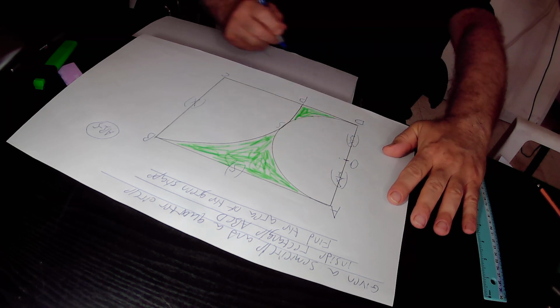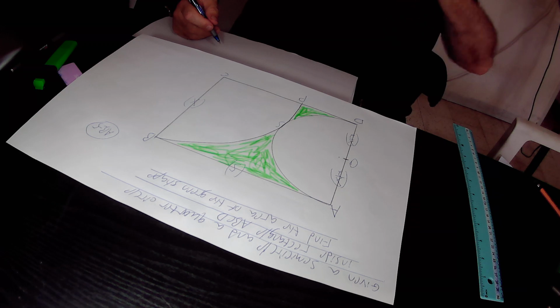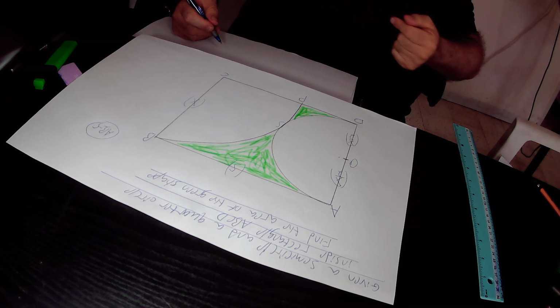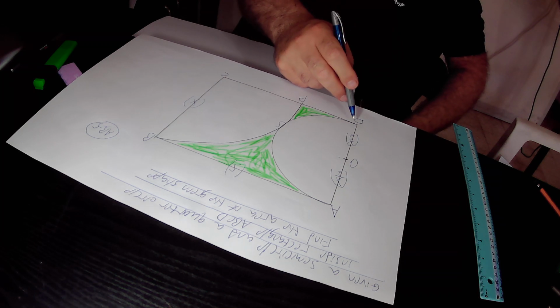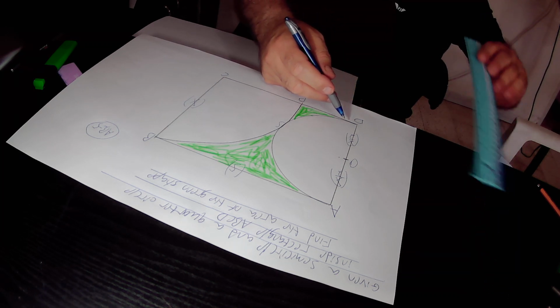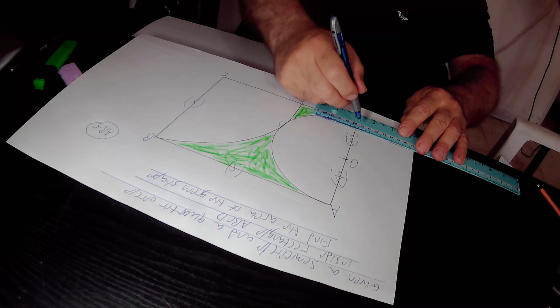We know that all the angles inside any rectangle are right angles. So this is angle ADC inside rectangle ABCD. That equals 90 degrees in its size.